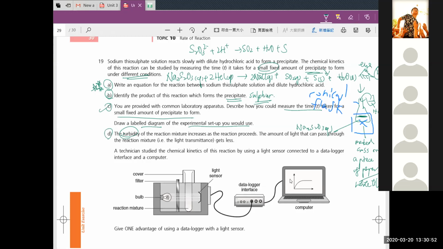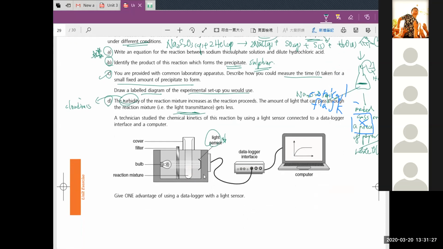How about D? The turbidity means what? Cloudiness. How cloudy it is of the reaction mixture increases when the reaction proceeds. The amount of light that can pass through the reaction mixture, we will call that light transmittance, will become less. Which means less light can pass through this solution when it is turbid, which is cloudy. The more cloudy it is, the less light can pass through, such that the light sensor will detect less light. Okay, so this is the general principle. So you are going to connect the light sensor to the data logger and try to see what will happen.